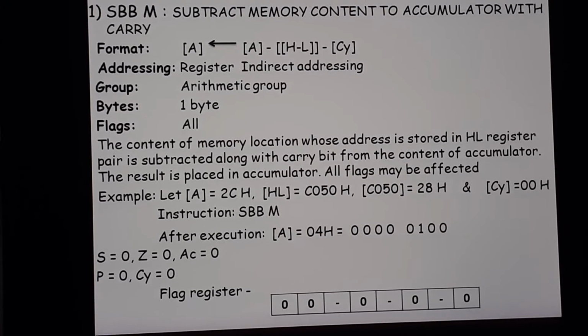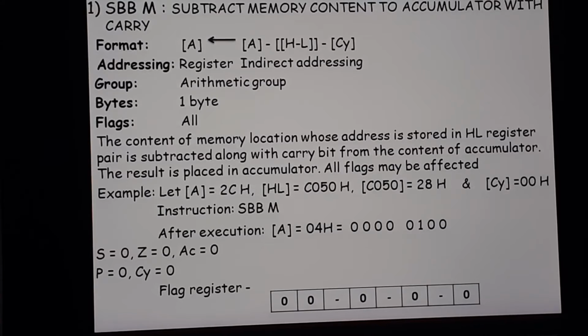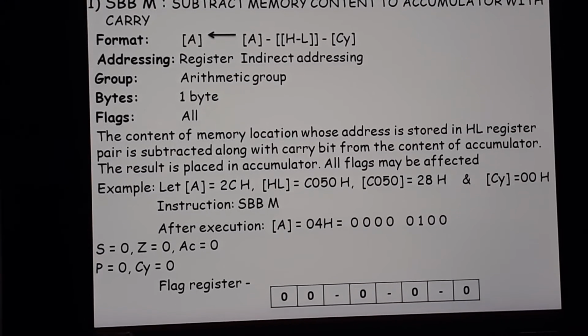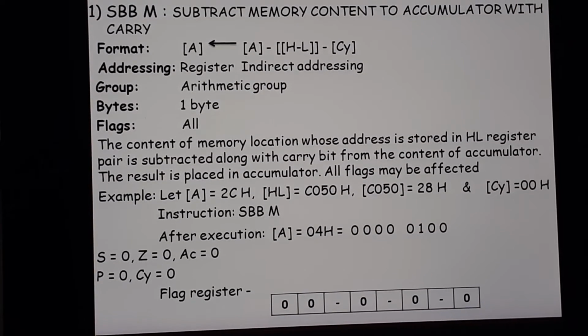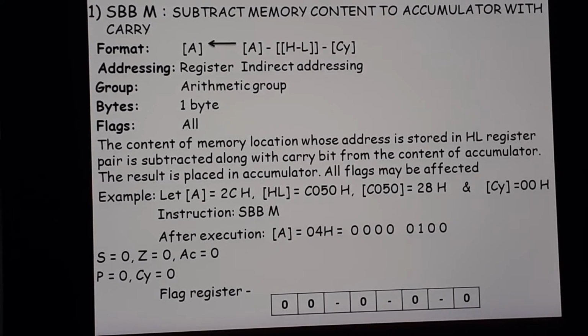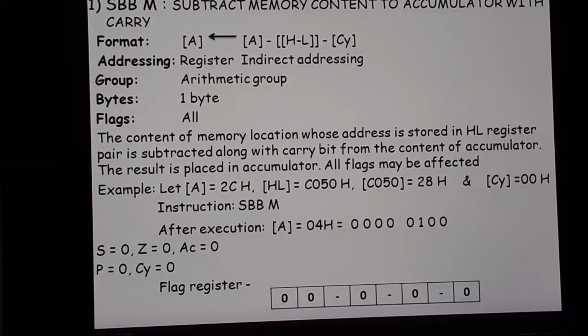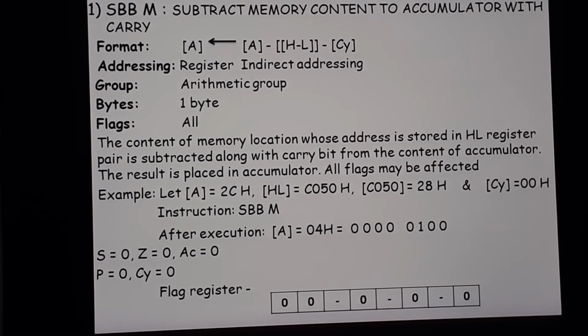How will you find? Before subtracting all of these three contents, you will have to find the 2's complement, correct? But for finding the 2's complement in the previous instruction, that is SBB R, we used to add the carry content with the register content. Now here what you will do is you will add HL pair content with the carry content. HL pair is what now? 28H, 8-bit data you will have to add with the carry content, which is 00, correct? So the answer will be same, 28H.